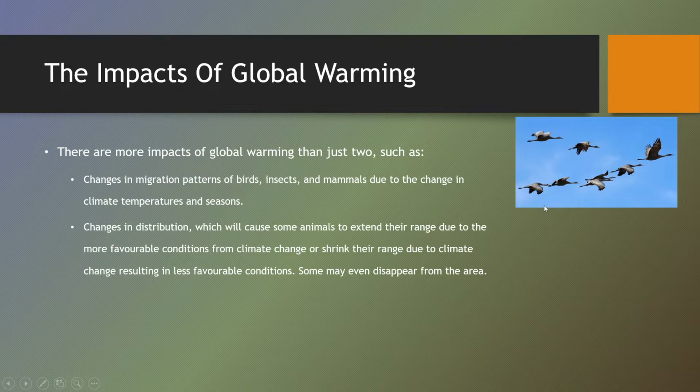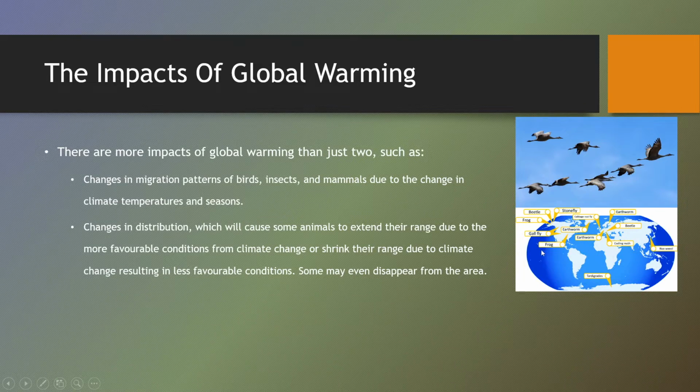Changes in distribution, which will cause some animals to extend their range due to the more favorable conditions from climate change, or shrink their range due to climate change resulting in less favorable conditions. Some may even disappear from the area. As you can see here, this image shows some animals' distributions.